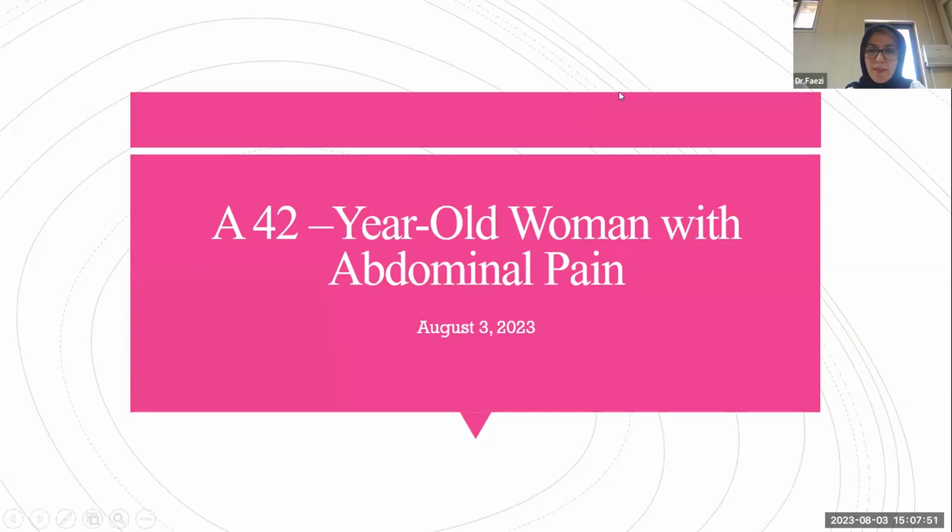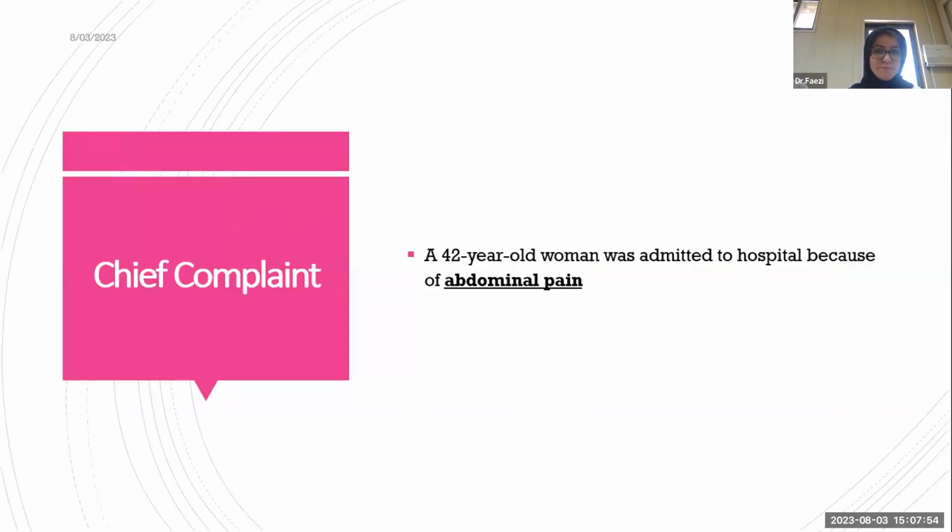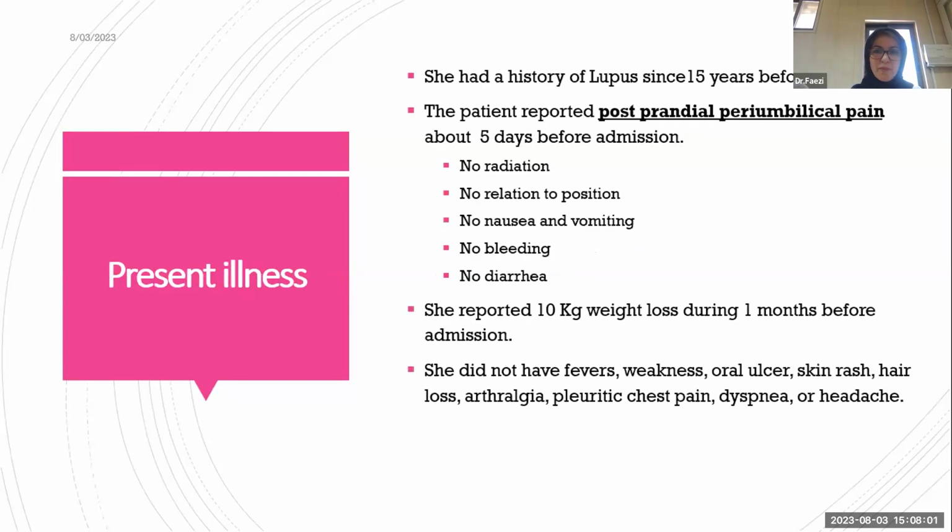The case is about a 42-year-old woman with abdominal pain. A 42-year-old woman was admitted to hospital because of abdominal pain. She had a history of lupus since 15 years before admission. The patient reported postprandial periumbilical pain about 5 days before admission. The pain had no radiation, no relation to position, no nausea and vomiting, no bleeding, no diarrhea. She reported 10 kilogram weight loss during 1 month before admission. She did not have fevers, weakness, oral ulcers, skin rash, hair loss, arthralgia, thoracic chest pain, dyspnea, or headache.